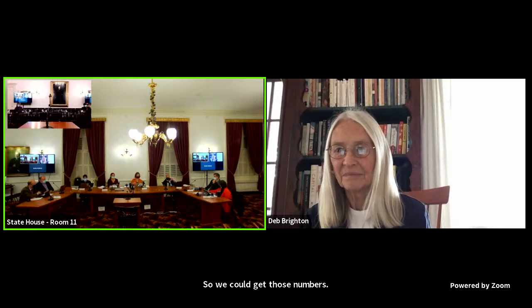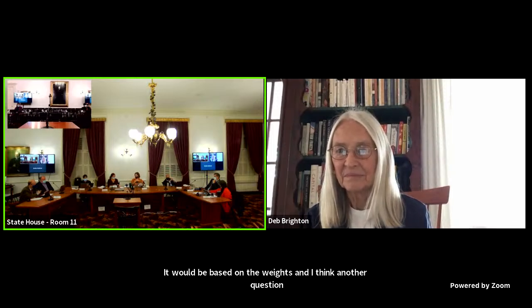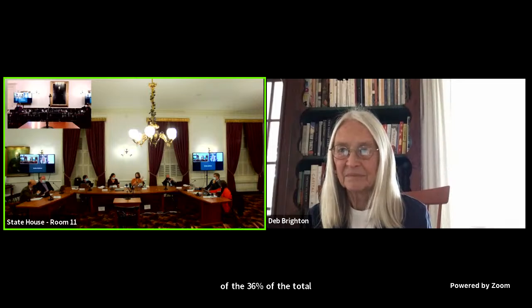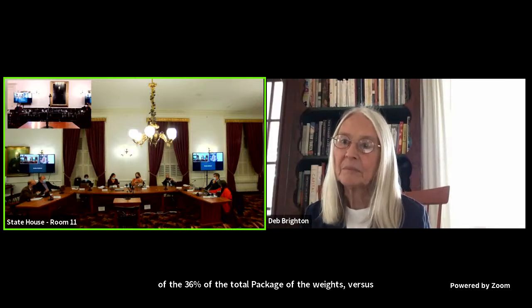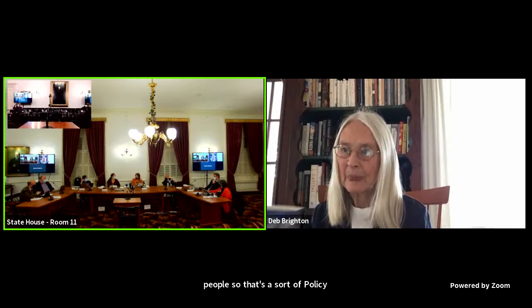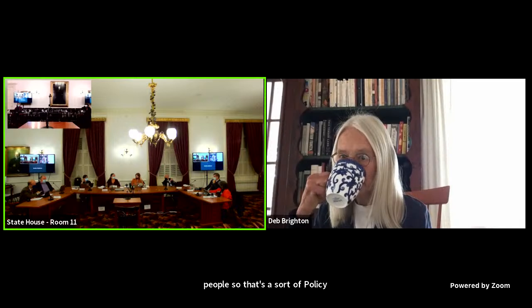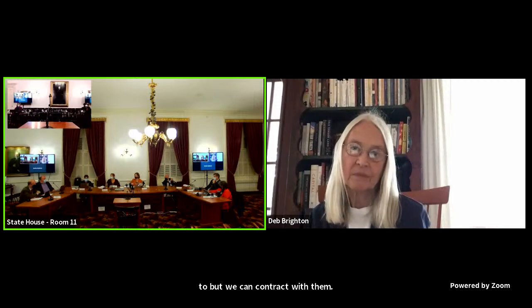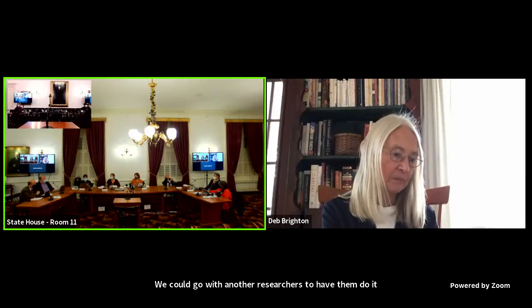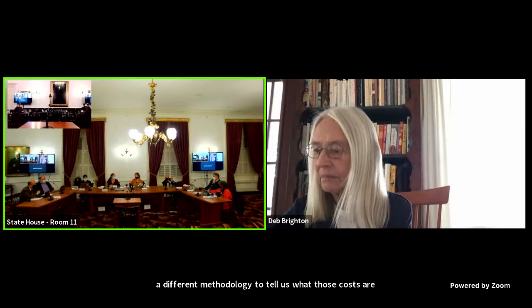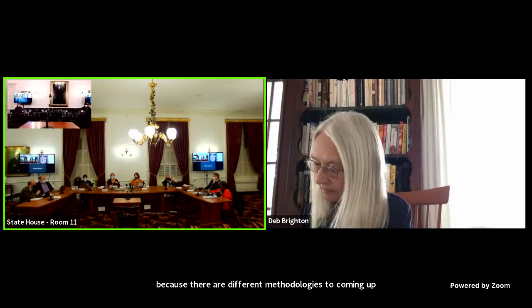And I think another question is that rate, the overall ratio of the 38% or the 36% for the total package of the weights versus the 64% or 62% or whatever of the base spending per pupil. So that's a policy decision or policy discussion we should have too, but we can contract with them. We could also go with another researcher to have them do a different methodology to tell us what those costs are, because there are different methodologies for coming up with it. That would probably take more time.